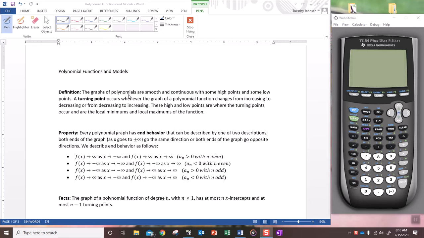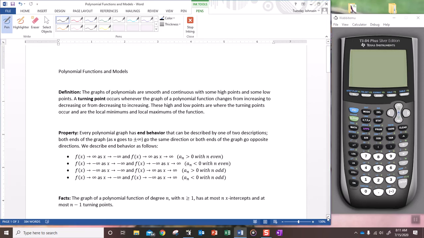The graphs of polynomials are smooth and continuous with some high points and some low points. Now, we call these turning points, and I believe I referred to turning points in my previous video on polynomial functions if you watched that. And now we'll talk about what a turning point is. A turning point occurs whenever the graph of a polynomial function changes from increasing to decreasing, or from decreasing to increasing. These high and low points on the graph are where the turning points occur and are the local minimums and local maximums of the function. Sometimes they're also the global or absolute mins and maxes. It depends on the function itself.